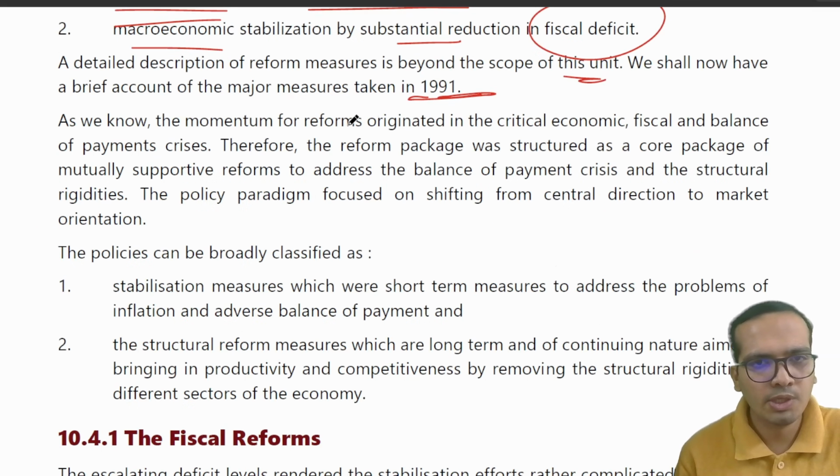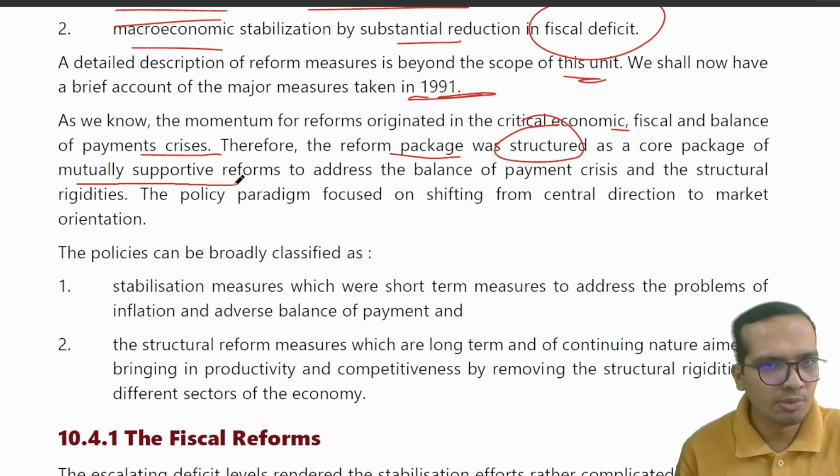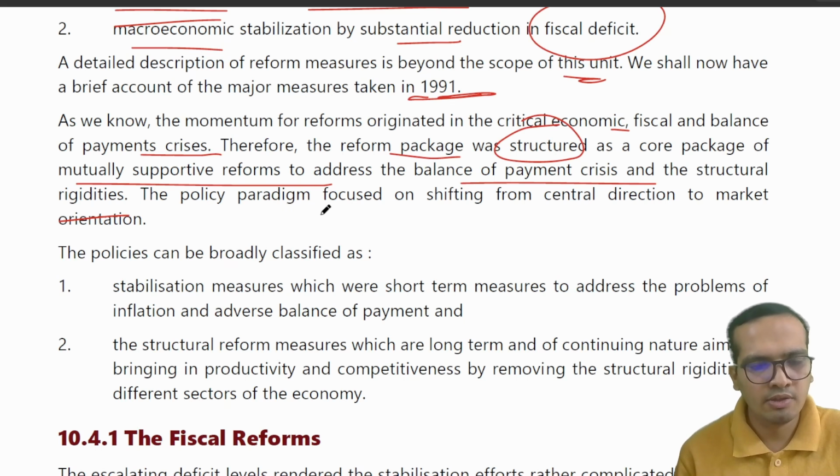As we know, the momentum for reforms originated in the critical economic, fiscal and balance of payment crisis. Therefore, the reform package was structured as a core package of mutually supportive reforms to address the balance of payment crisis and structural rigidities. The policy paradigm is focused on shifting from central direction to market orientation.